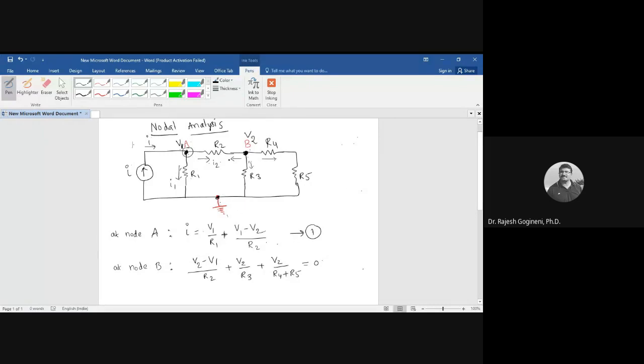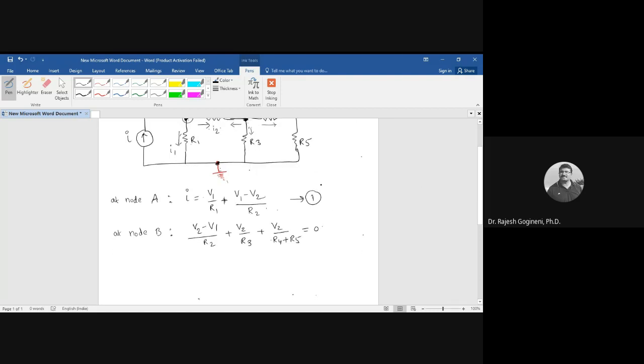Even if you have any confusion in writing like this, you can take this one, I2, also same as entering, remaining two as leaving. Otherwise, you follow this procedure only. This is easy because we are taking B as reference. So at node B, with respect to B, we have to write. V2 minus V1 by R2 means it is leaving. So V2 by R4 plus R5, as they are in series, V2 by R3. So this summation is equal to 0.